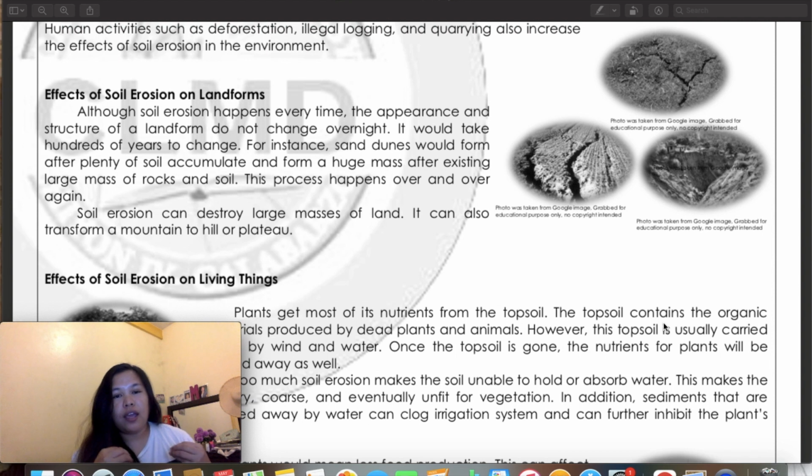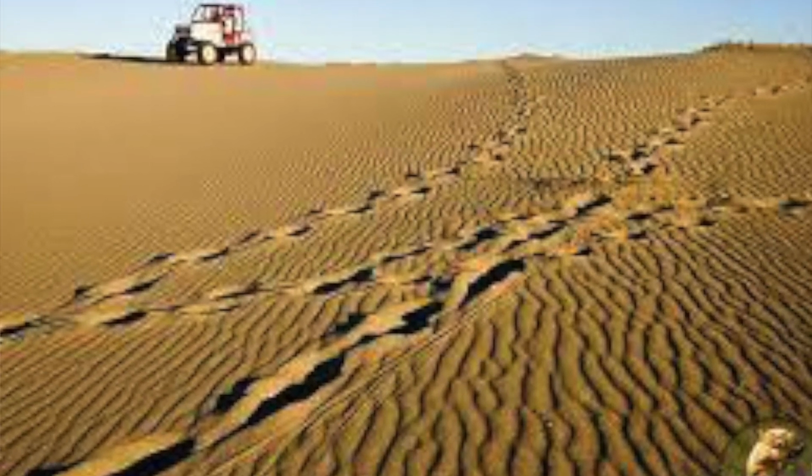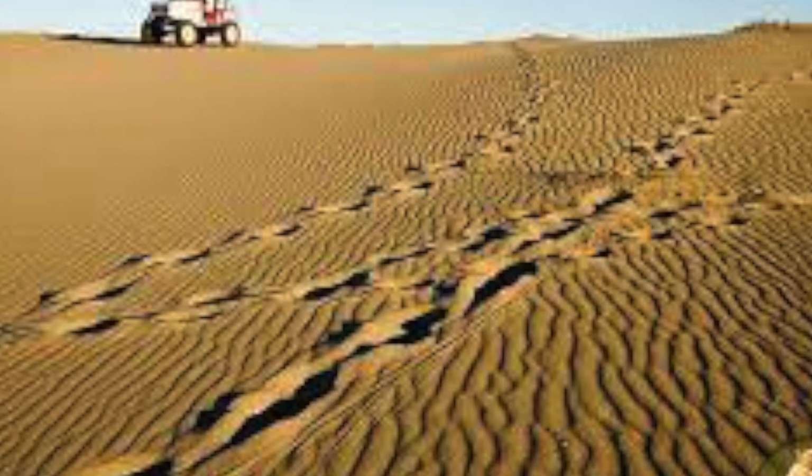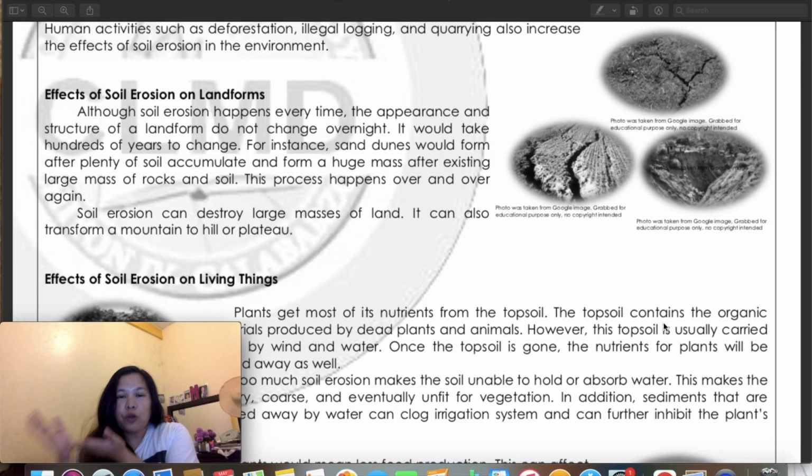For instance, sand dunes would form after plenty of soil accumulates and forms a huge mass after an existing large mass of rocks and soil. So this process happens over and over again. You can see here our sand dune. This is an example of what I am saying.